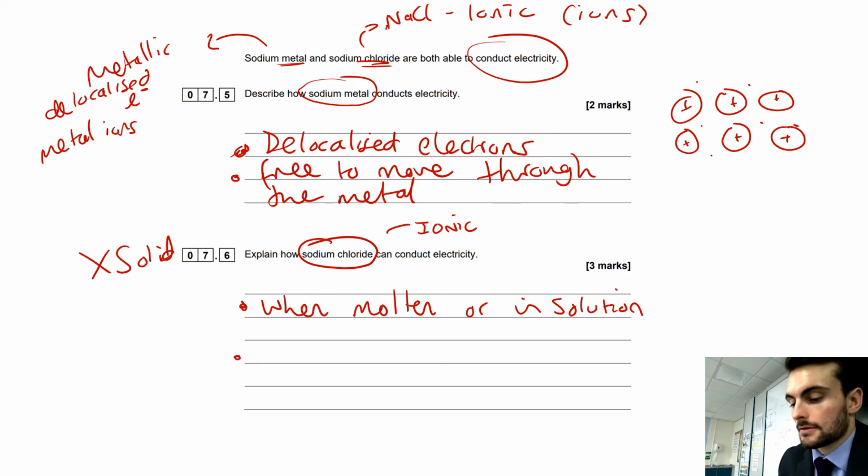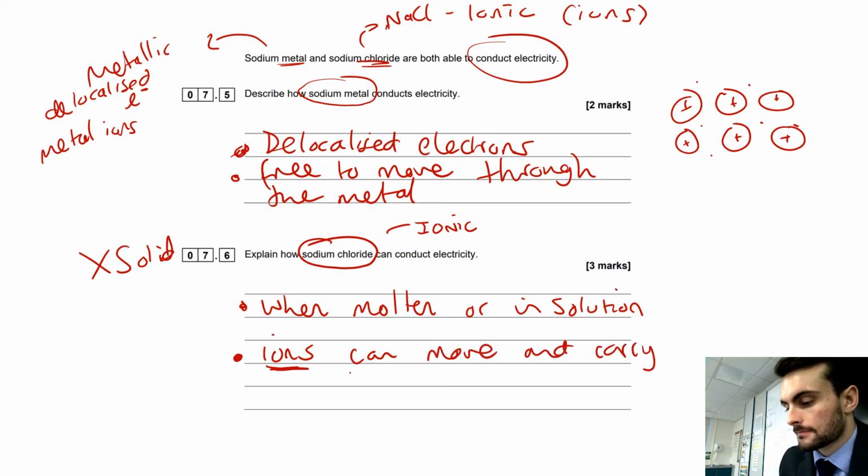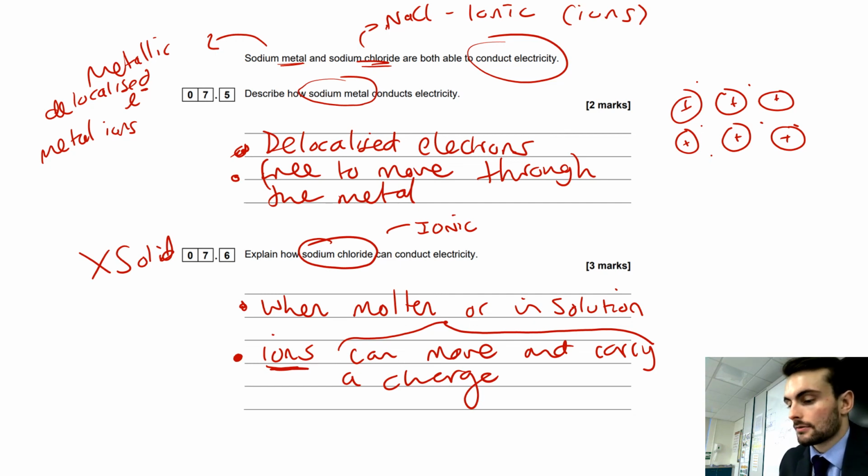Because, why? What can the ions do when they are either in solution, so dissolved, or molten? They can move. So you get 1 mark for saying the word ions, and then they can move and carry a charge. That's your 3 marks, right? 3rd mark for this bit here. You only need molten or in solution, and you say the ions are free to move, carry a charge. You could also put allows the charge to flow because they can move.